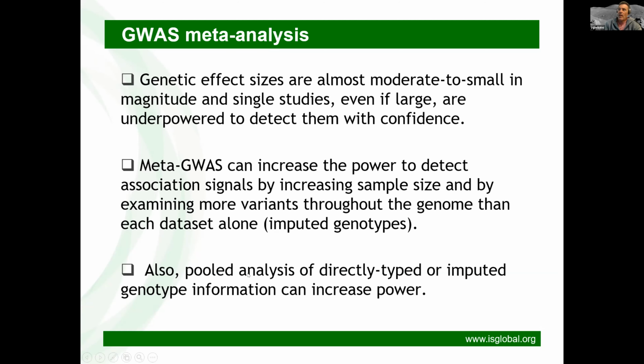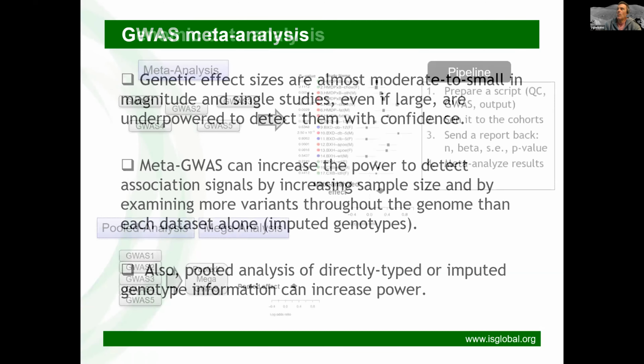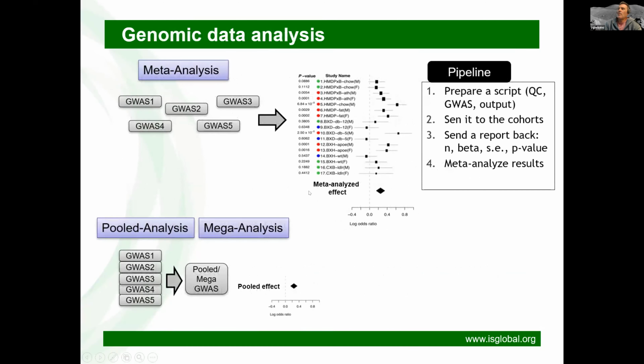Of course, pool analysis can also be performed in order to increase power, but the problem here is that you normally don't share the raw individual data among cohorts. So this is the difference between meta-analysis and pool analysis. As I mentioned, the meta-analysis is the approach that many consortia are adopting.